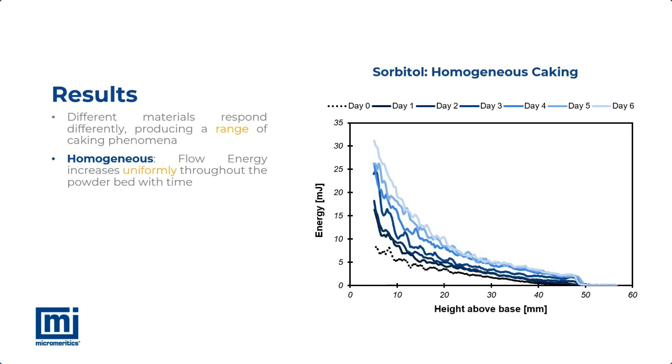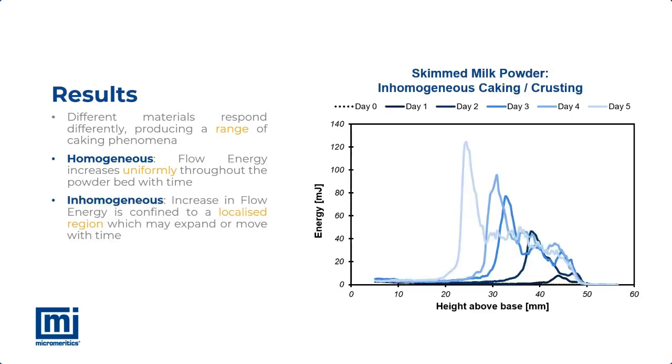The subsequent lines, in increasingly pale blue, show the progression of the samples in time. As we can see, increasing time corresponds directly with increasing flow energy. This indicates that as time goes on, the flowability of the powder decreases. We refer to this mode of caking as homogeneous because the change in energy throughout the powder bed is fairly even. We see no layering and no change in the texture of the powder as we go deeper into the sample.